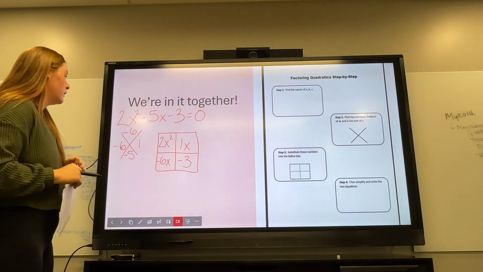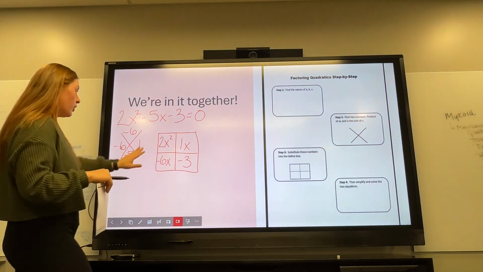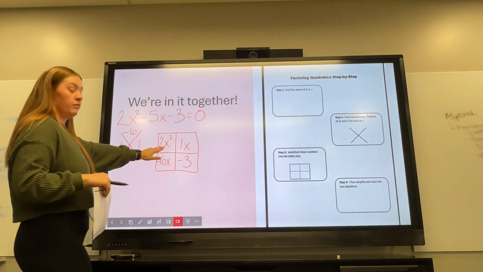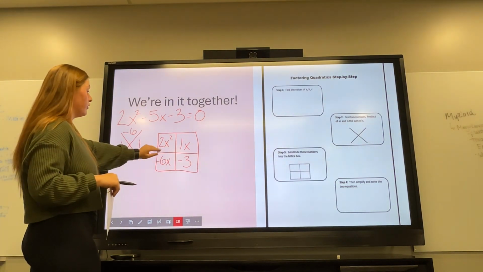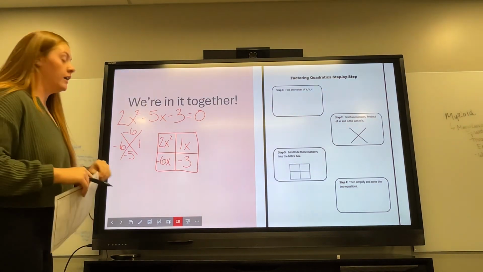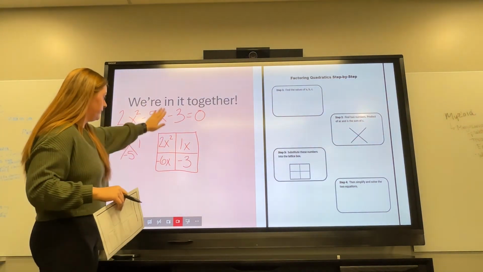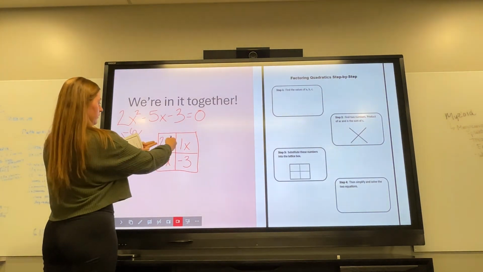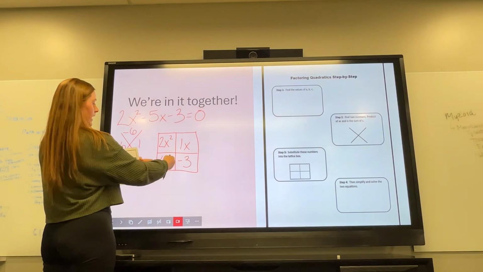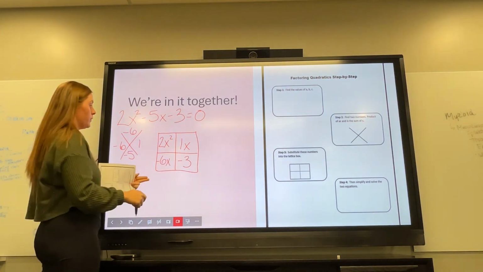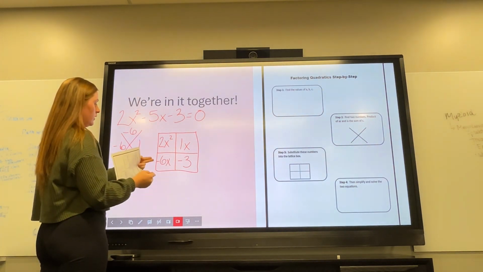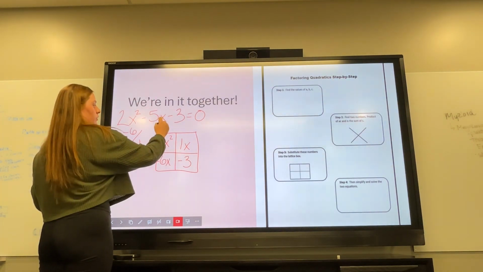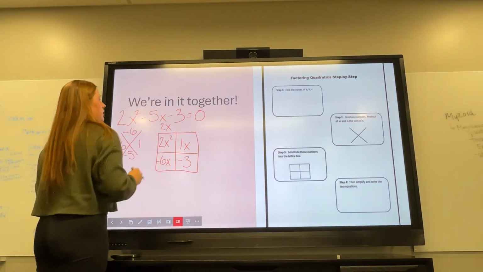Okay. Now this one, you can't just put x and x here, because x times x is x squared, but you have a 2, so you have to account for your 2. And how we're going to do that is we're going to look at this whole side. So what can I take out of 2x squared and -6x? What goes into 2 and -6? I would say 2x here.